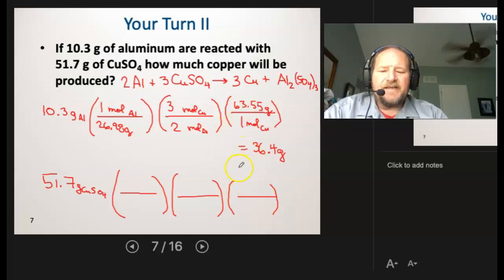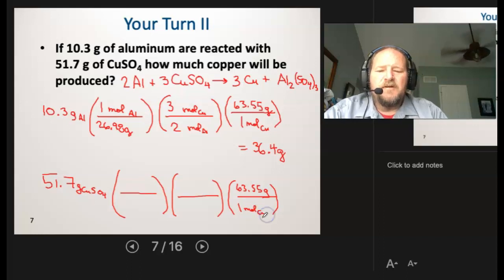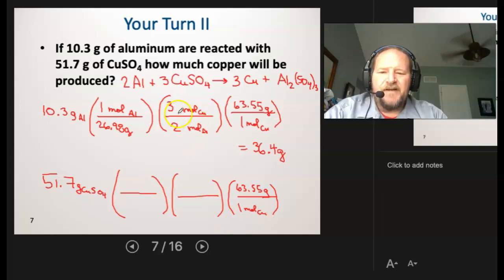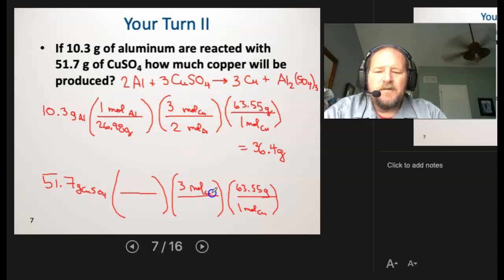And here we know the last step needs to be the same. We want to make sure we're going to the same product. So I'm going to go ahead and write the 63.55 grams in for the 1 mole of copper right away. Now that means I know I need to get into moles of copper here. We know by the balanced chemical equation that's going to be 3, so that's going to be 3 moles of copper. And we know it's going to take 3 moles of copper sulfate to make that happen. So that's going to be 3 moles of copper sulfate.